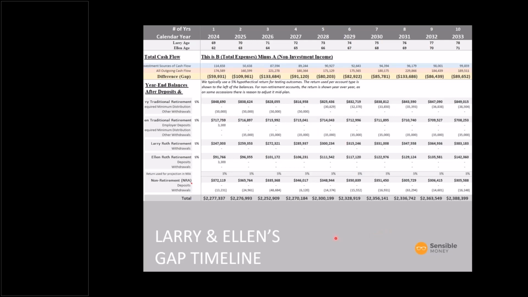So this gives us a 10-year snapshot of their expenses, but what we really need to know is how it looks over their lifetime. Now at the bottom, you can also see the projected total account balances of all of their accounts, and we can see that at least in this first 10 years, those accounts not only maintain themselves, but they actually potentially grow. And here we're using a hypothetical 5% return for testing outcomes.